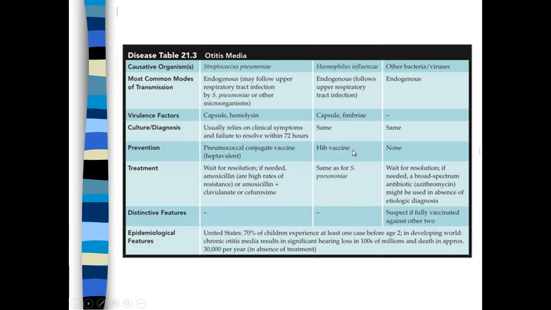Same with the Hib vaccine. This is a vaccine that's given in childhood, and with limited success. It doesn't seem to curtail ear infections, whether they're Hib or not. A lot of times, diagnoses are not necessarily made at that level. So a lot of ear infections occur, and you don't know whether it's Streptococcus pneumoniae or Haemophilus influenzae.